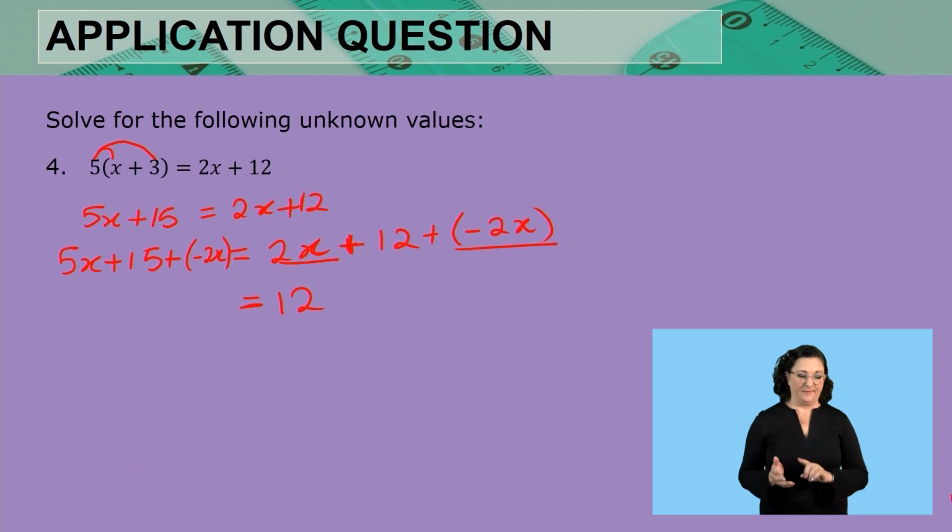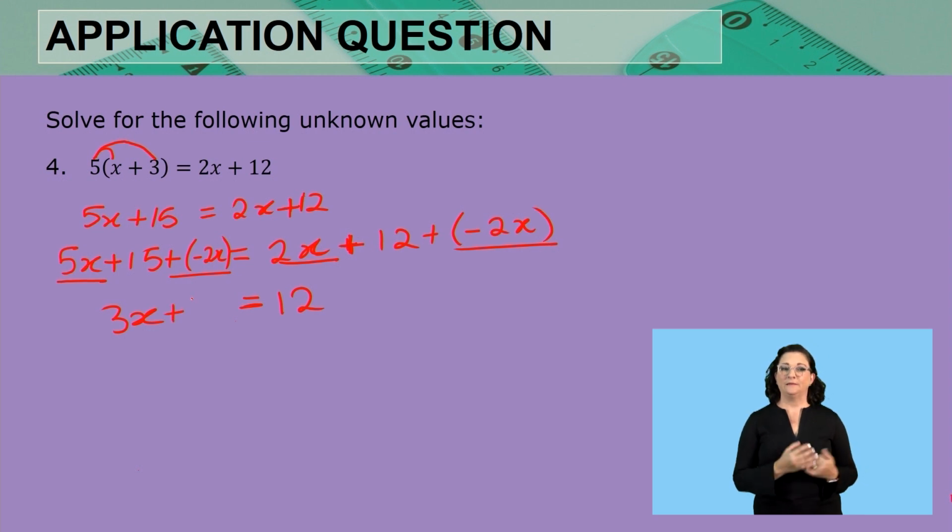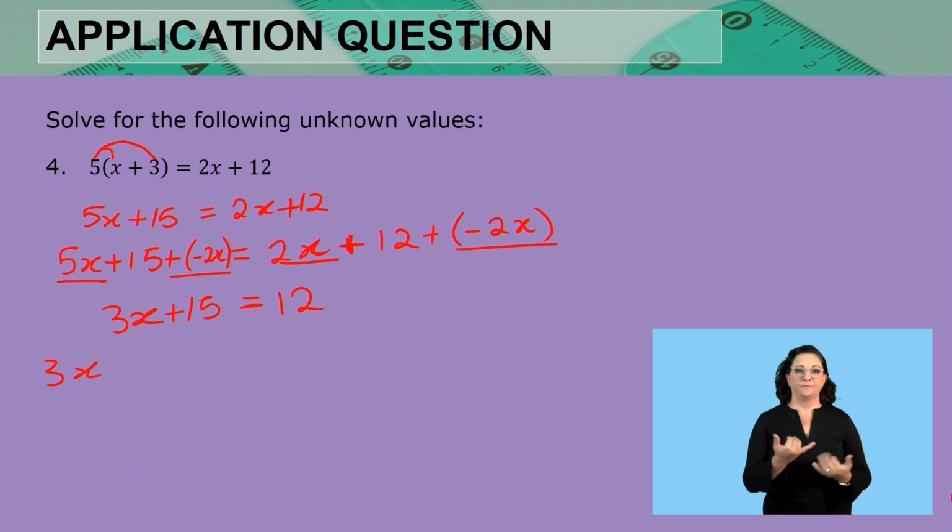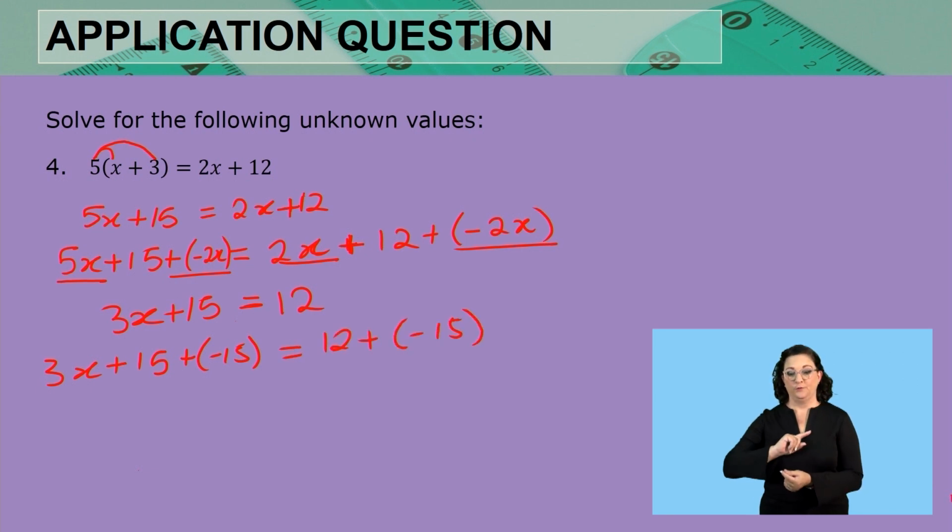And on the left-hand side, I have 5 x's, and I am going to add negative 2 x's. And that is going to give us a 3x, right? And we still have that 15 there. So next, we are still going to use our additive inverse of 15, which is a negative 15. So from both sides, I am going to add a negative 15.